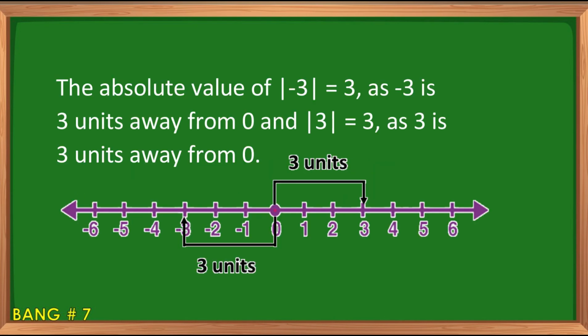The absolute value of -3 is equal to 3, as -3 is 3 units away from 0, and the absolute value of 3 is equal to 3, as 3 is 3 units away from 0.